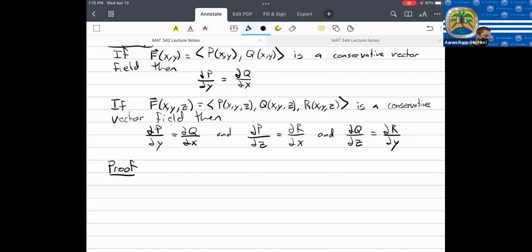So we get to assume that this vector field F, which is made of a function P and a function Q, is a conservative vector field. Am I spelling conservative right? Yeah.